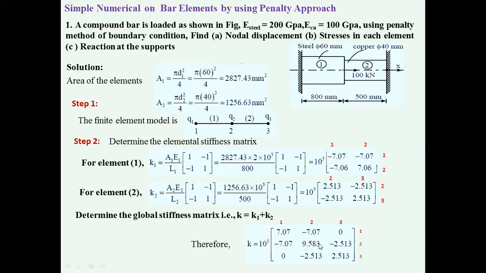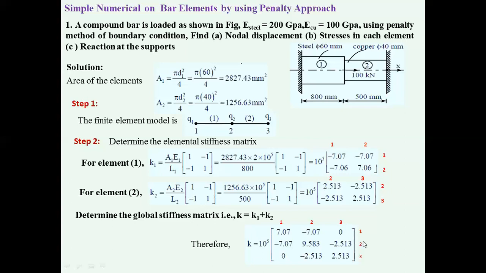Now you go for this element, so it is 2 cross 2. So 2 cross 2, here it is 7.07. Again here also we have 2 cross 2, it is 2.513. You just add up these two. So 2.513 plus 7.07, we get 9.583.